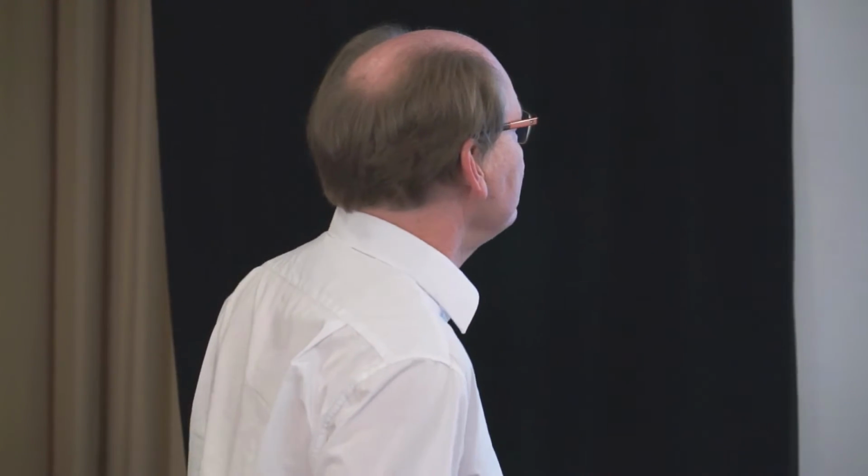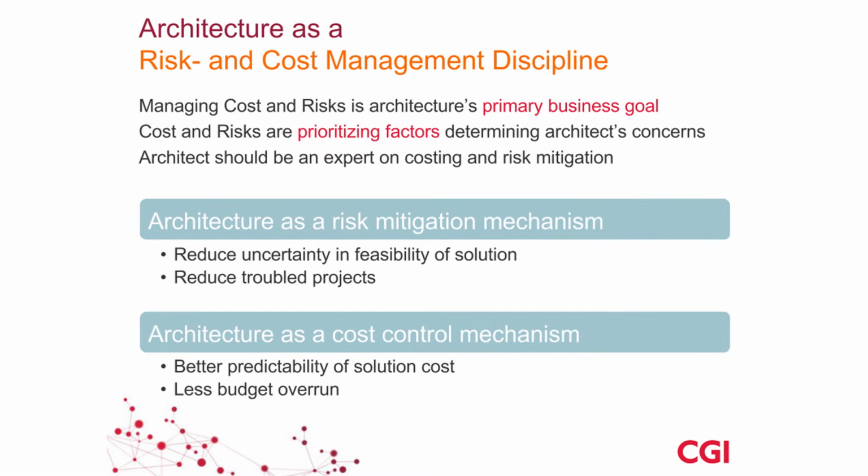Right, so architecture as a risk and cost management discipline. We are looking at managing risk and cost as architecture's primary business goal. They are the prioritizing factors to determine what you should focus your attention on. That also means that architects should learn a little bit. They should be experts, or at least know quite a bit, about costing and risk mitigation.